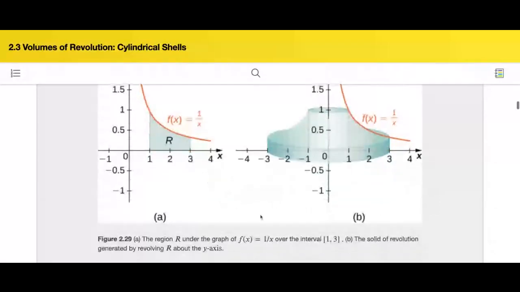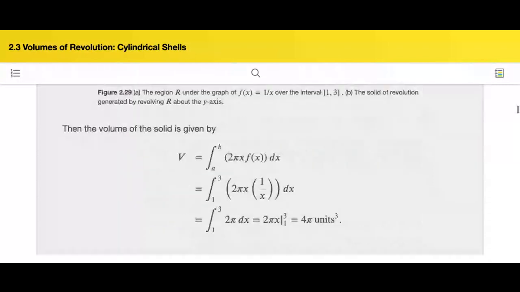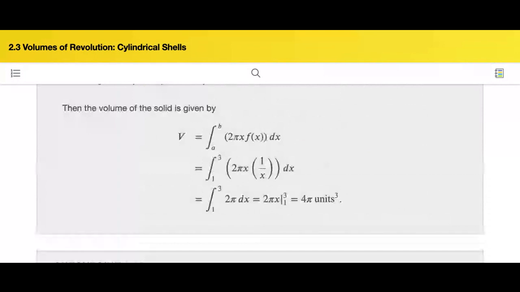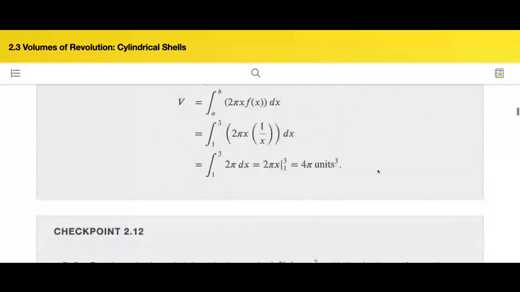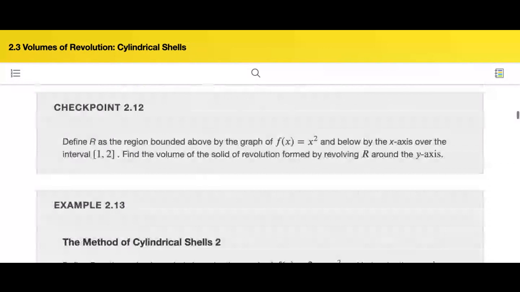So we have 2 pi x f of x. What's f of x? f of x is just 1 over x. So x times 1 over x, the integral is just the constant 2 pi. Evaluating, we get 4 pi. Anyone has any questions? If we understand the picture, we understand the shell method. The formula is 2 pi x f of x for the integral.